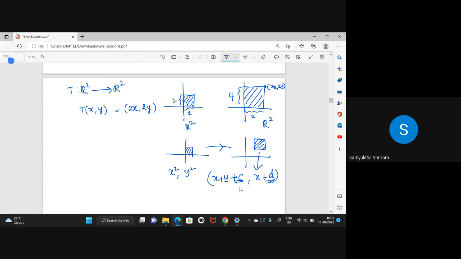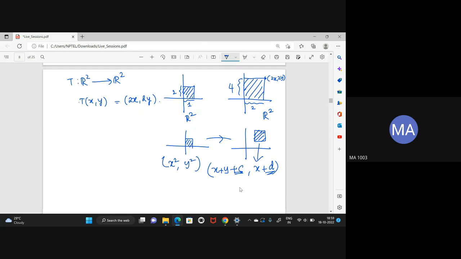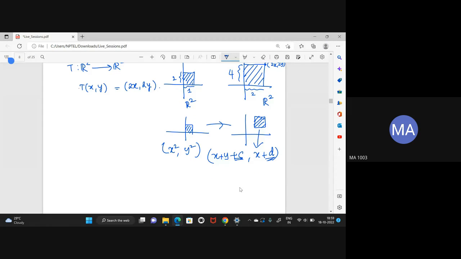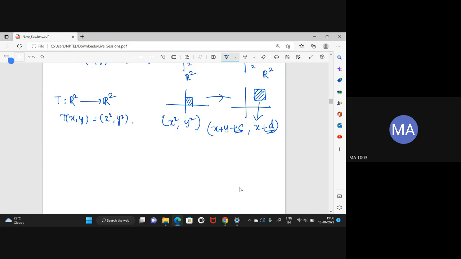Ma'am, is x square comma y square a linear transformation? Why don't you tell me whether it is a linear transformation or not? First of all, when we talk about a linear transformation, we want a domain and a codomain and the definition of the mapping. Okay, let us assume this is what you were asking. Can this be a linear transformation? It should be closed under addition and scalar multiplication. No, ma'am, it cannot. Will it be closed under addition and scalar multiplication? No. Why not, ma'am?